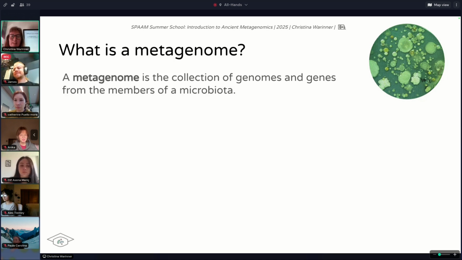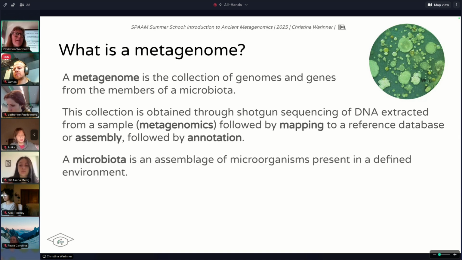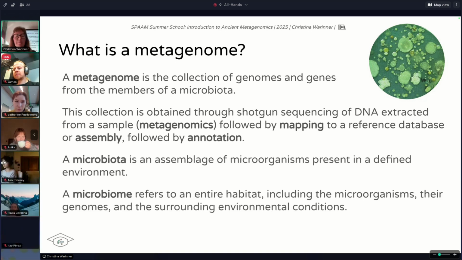So a metagenome is the collection of genomes and genes from members of a microbiota. All right, what's a microbiota? So this collection is obtained through shotgun sequencing of DNA extracted from a sample. That's metagenomics, followed by either mapping to a reference database or assembly, so de novo assembly, followed by annotation. And a microbiota is an assemblage of microorganisms that are present in a defined environment. And finally, a microbiome refers to an entire habitat, including the microorganisms, their genomes, and the surrounding environmental conditions.